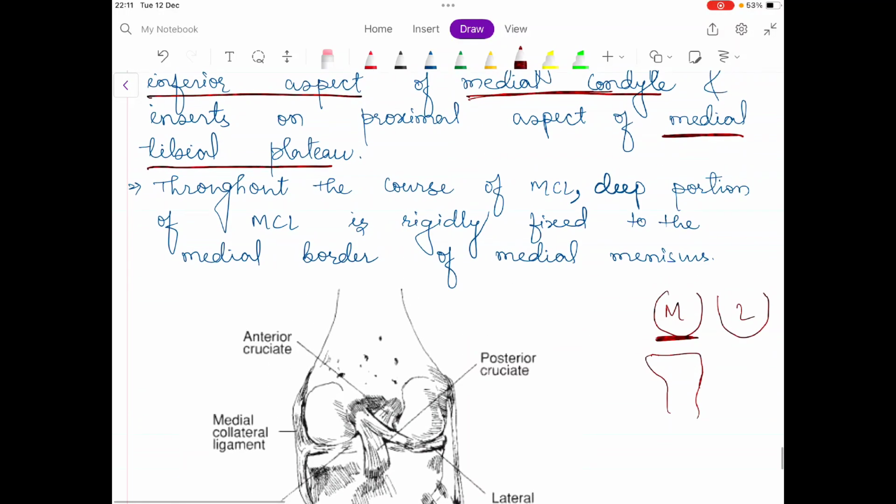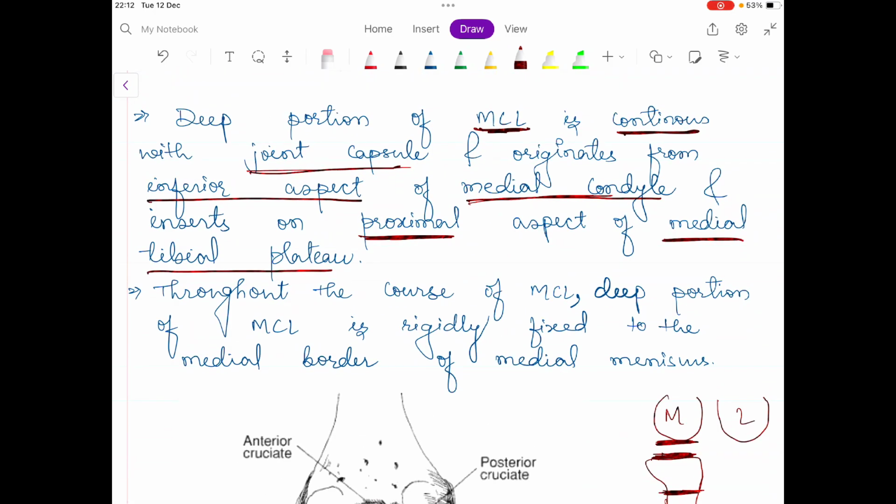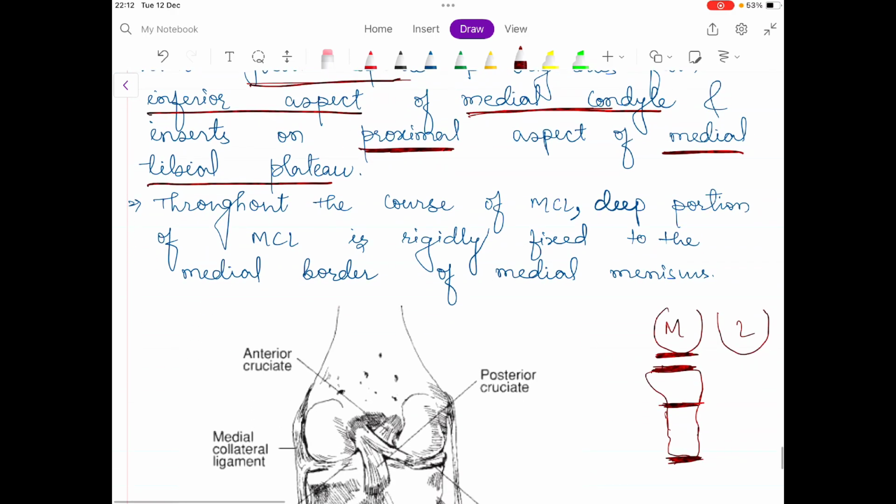Proximal means towards the head. So this would be the proximal aspect and this would be the distal aspect. Not this actually. If you see the lower end of the tibia, that would be known as the distal aspect of the tibia. So this is why we are using the word proximal aspect. So the deep portion of the MCL is continuous with the joint capsule and it originates from the inferior aspect of the medial condyle and inserts on the proximal aspect of the medial tibial plateau.